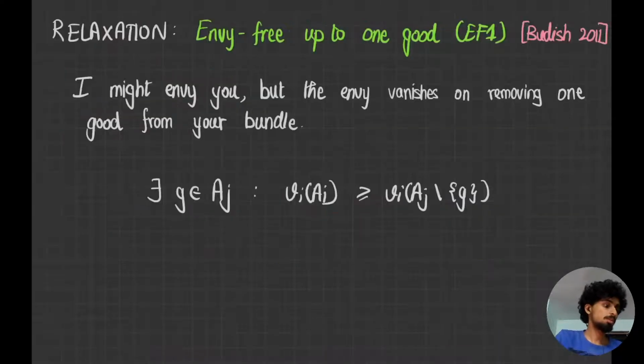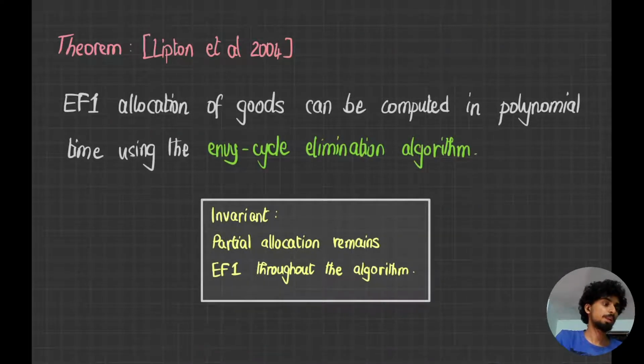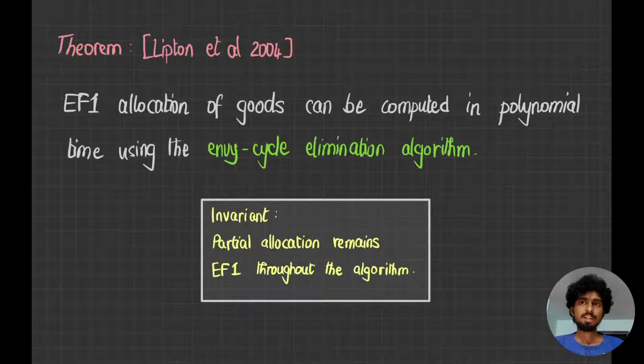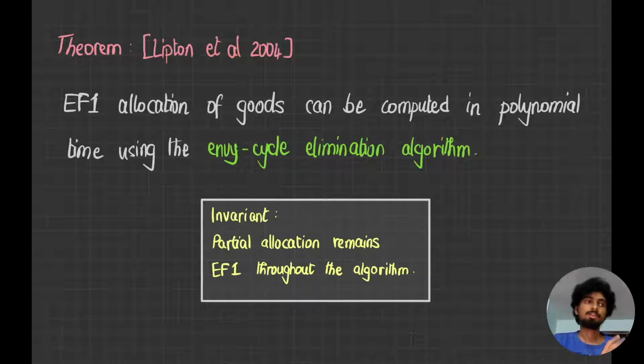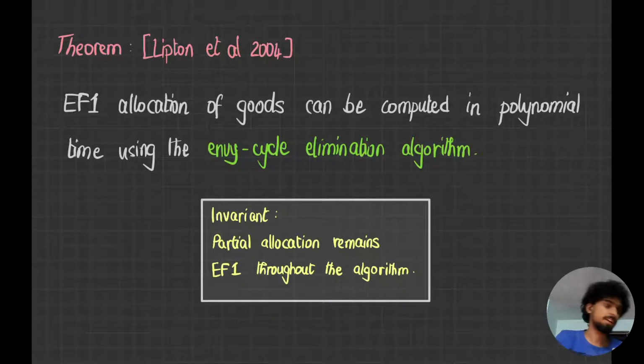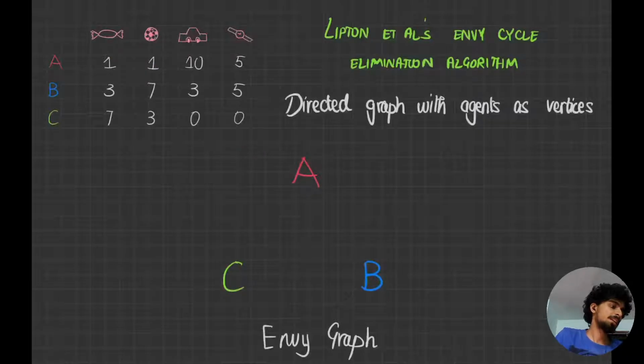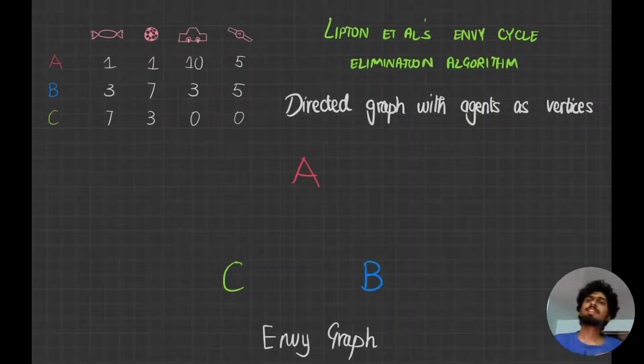It turns out even in general, EF1 allocations always exist and are computable in polynomial time using something called the envy cycle elimination algorithm. The idea is simple. You start with no items allocated. You allocate items one by one while making sure that at each step of the algorithm, the allocation remains EF1. You want to maintain this invariant. Let's look at the algorithm on the same example as before.